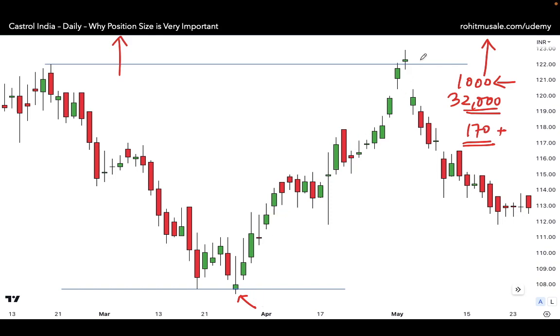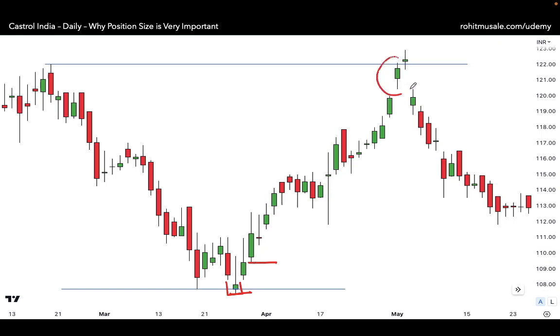And look at the precision of Japanese candlesticks. At this candle, your target is achieved. So people who bought here, knowing that this was an inverted hammer and this was a confirmation of the bullish implication of the inverted hammer, could have attained that target within a month or so. So you're looking at from late March till beginning of May. So that's the power of position sizing.